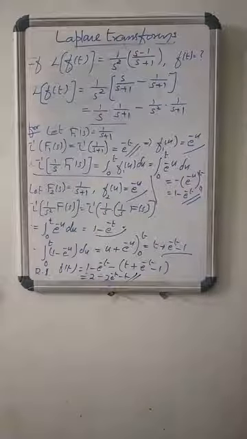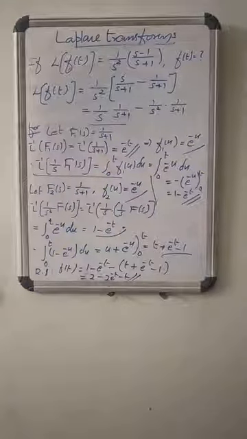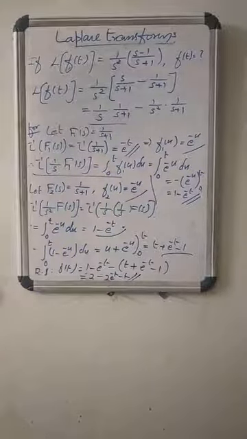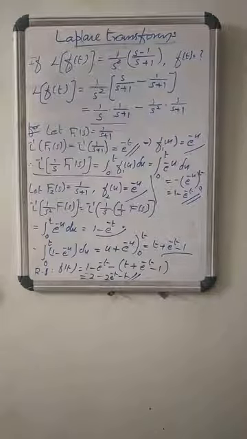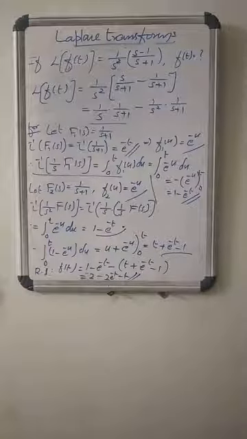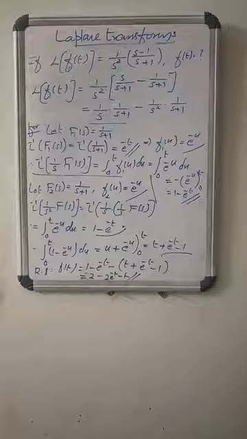Since there is 1/s², in order to find that, you have to integrate it twice. L inverse of 1/s into f(s) is integral 0 to t f(u) du. So L inverse of 1/s² into f(s): first integrate to find L inverse of 1/s into f(s), then again integrate the obtained result. So this is the application of that result.